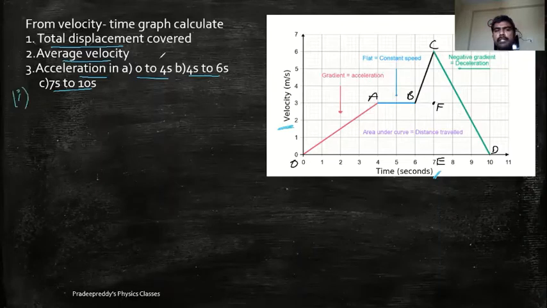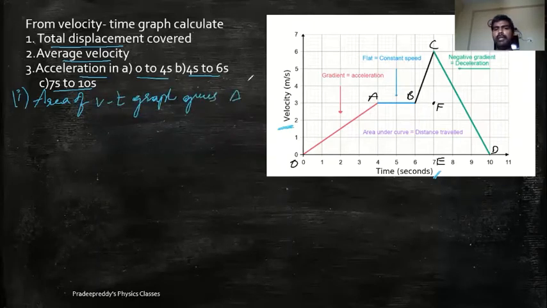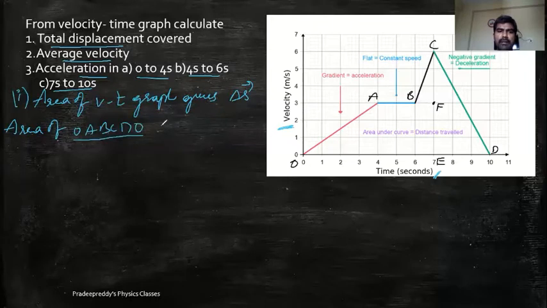First one, total displacement covered. What kind of graph is it? It is a velocity time graph. In a velocity time graph, you should find out displacement. So how do you get it? Area of VT graph gives delta S. Area of velocity time graph gives you displacement. So the area of O, A, B, C, D, O, this total area of this graph is equal to delta S bar. So the area you need to calculate.